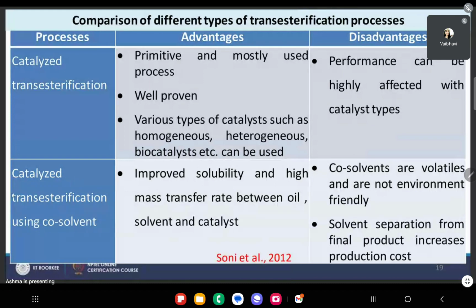The other process which can be used is catalyzed transesterification using co-solvent. The disadvantage is that the co-solvents are volatile and are not environment friendly. It causes air pollution. And the solvent separation also increases the cost associated with the production of the biodiesel. The advantage is improved solubility and high mass transfer rate between oil, solvent, and catalyst.